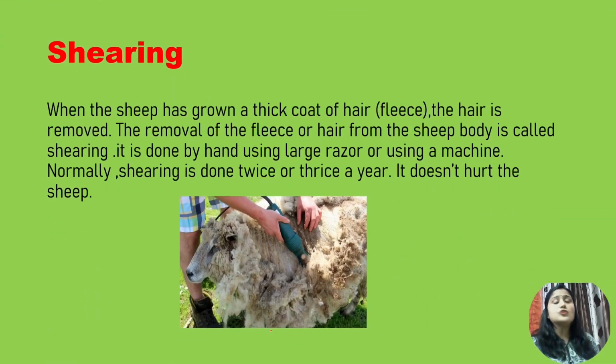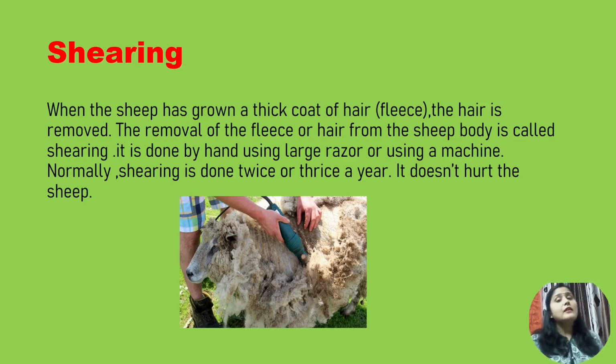First we will talk about shearing. What is shearing? When the sheep has grown a thick coat of hair, that is called fleece, the hair is removed. The removal of fleece or hair from the sheep's body is called shearing. It is done by hand using a large razor or by using a machine. Normally shearing is done twice or thrice a year. It doesn't hurt the sheep. We can take an example. When we shave our head or when we cut our hair, it doesn't hurt us. Similarly, shearing doesn't hurt the sheep.